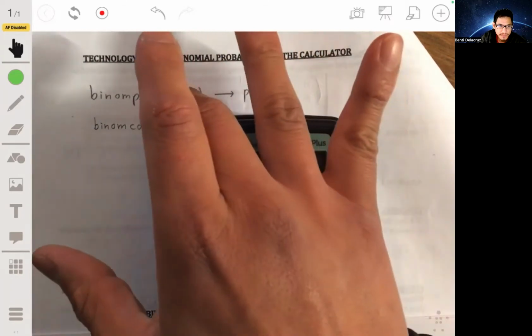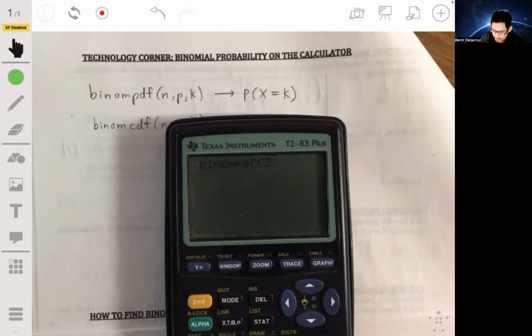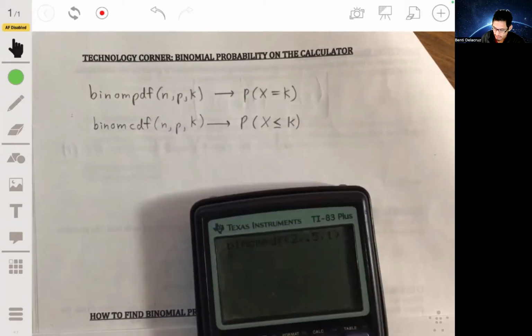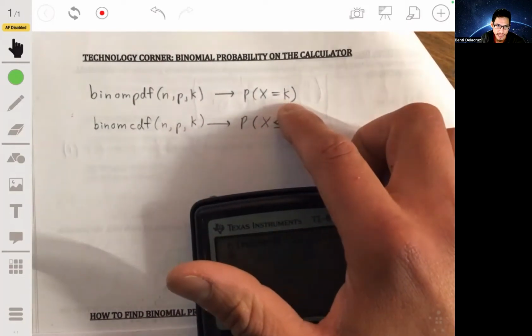enter a number of trials. Let's just say it's 2. P will be the probability. Let's say it's 0.5. K, let's say it's 1 or something. So syntax will be to enter n, p, k. Make sure you put commas. That's if you want to find the probability that x equals k.